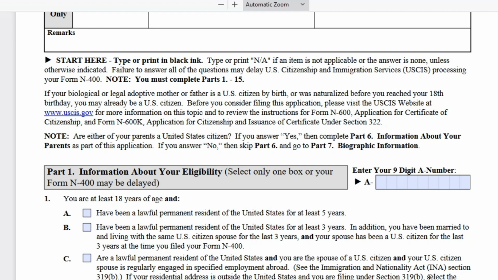First of all, you have to check your eligibility for naturalization. That means if you got your green card through employment or even marriage, unless you're married to a US citizen, you might have to file after 4 years and 9 months. We went over this in another video.